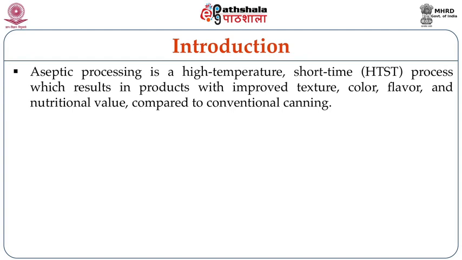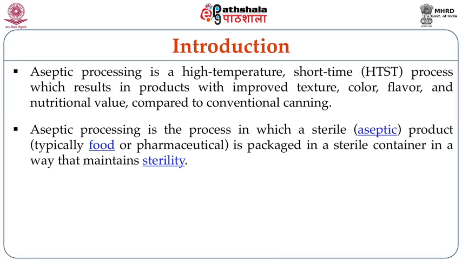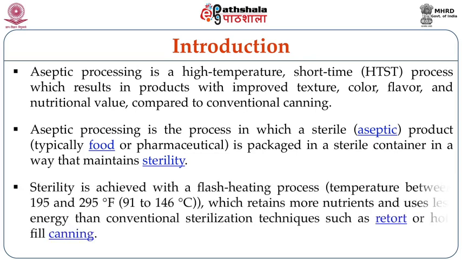the conventional canning processes. Aseptic processing is the process in which sterile or aseptic food material is packaged in a sterile container in a way that it maintains the sterility of the food. Sterility is achieved with the flash heating process at a temperature of 91 to 146 degrees centigrade, which retains more nutrients and uses less energy than conventional sterilization techniques such as retort processing or hot fill canning.